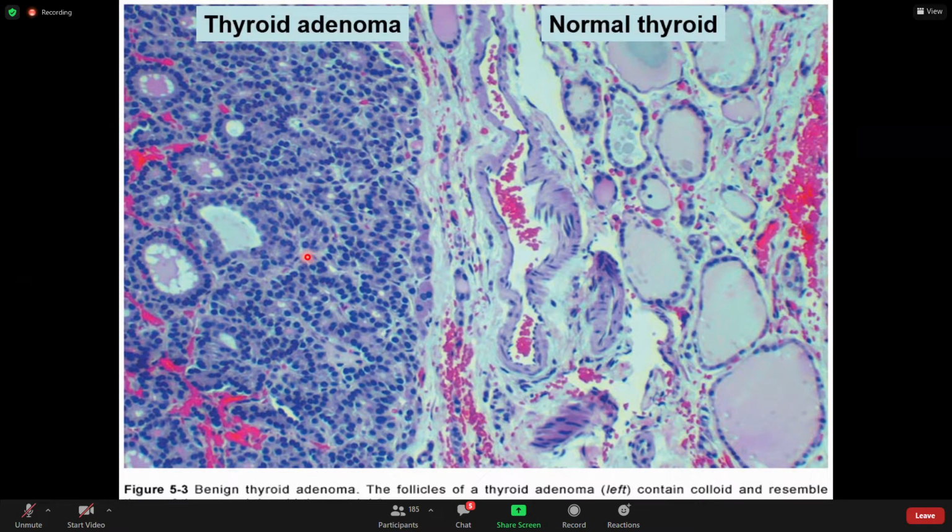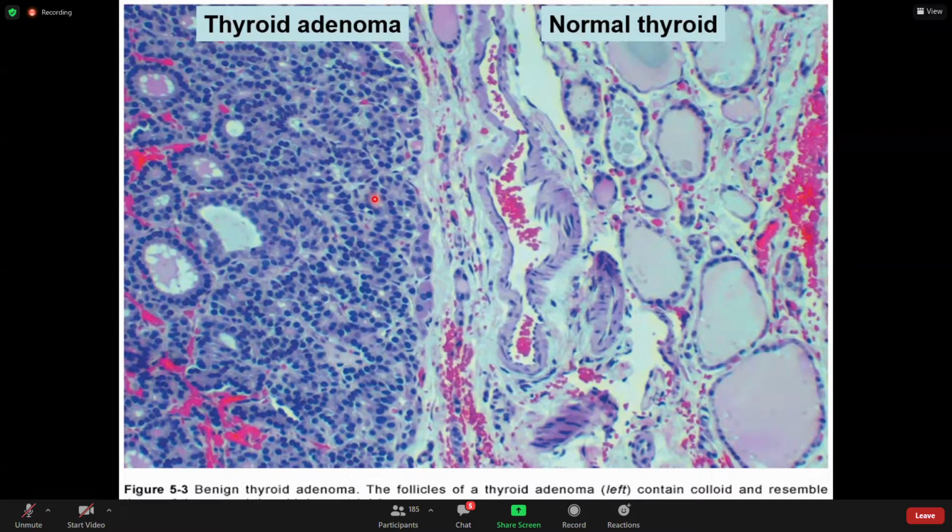So that's actually what you got. And you see that those follicles are small. So this is actually one variant of an adenoma of the thyroid known as microfollicular adenoma, because the follicles are small. So you're looking at a thyroid adenoma right here.